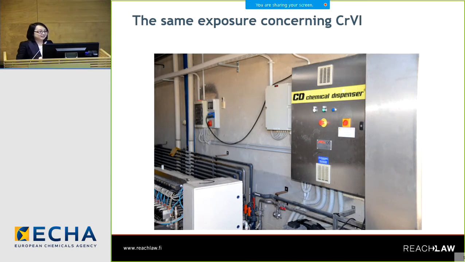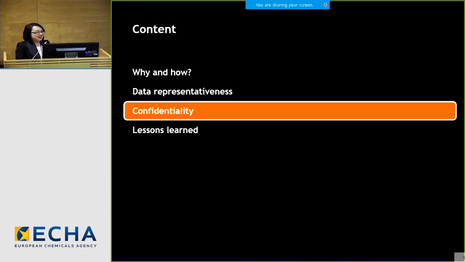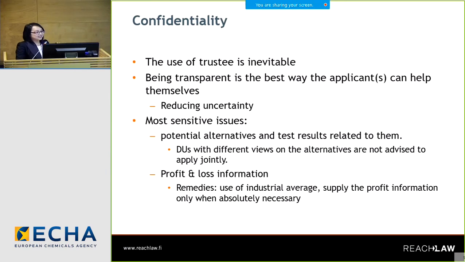Okay, so that was the data part. And for confidentiality, I think you should be transparent to reduce uncertainty. Of course, the most sensitive issues are the potential alternatives and profit and loss information. So either you don't do it together, and then you don't need to reveal your potential alternatives. And for the financial information, you don't necessarily need to supply it. Maybe you will supply it when it's really needed.